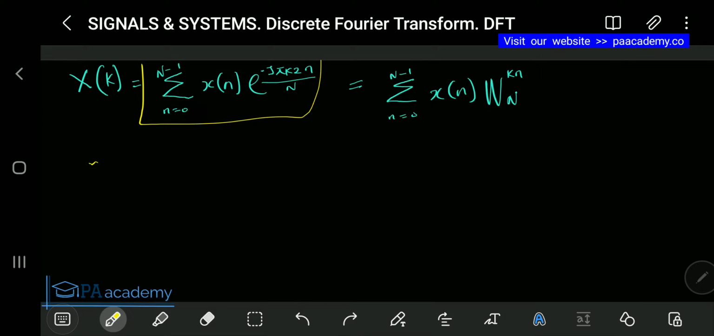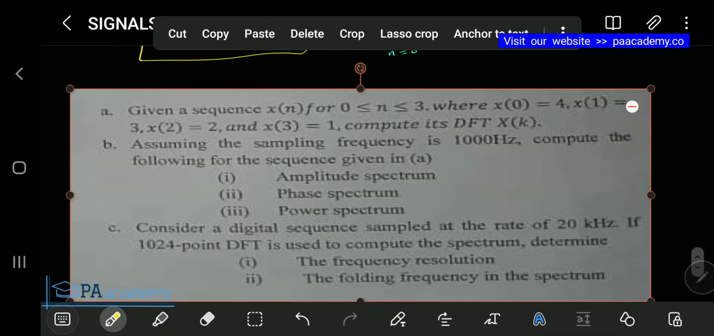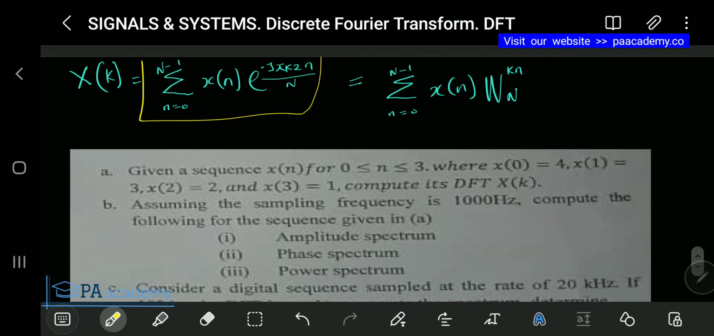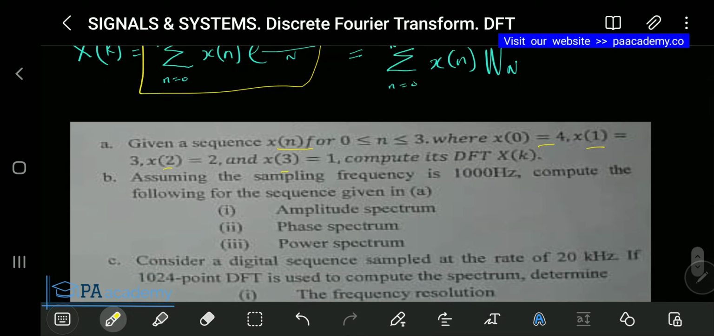Alright, so let's look at this example together. That's for the A part. It says: given a sequence x of n for 0 less than or equal to n less than or equal to 3, where x of 0 is 4, x of 1 is 3, x of 2 is 2, x of 3 is 1. Compute its DFT. So you can see it's just a question with just 2 lines. That's for the A part.